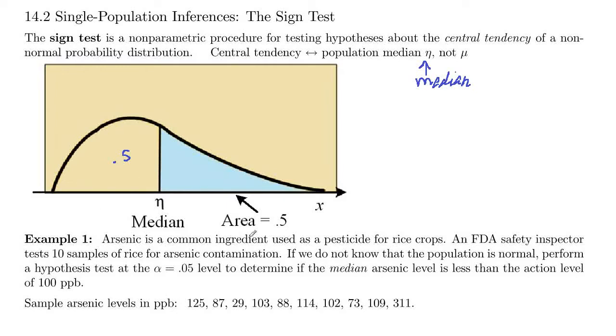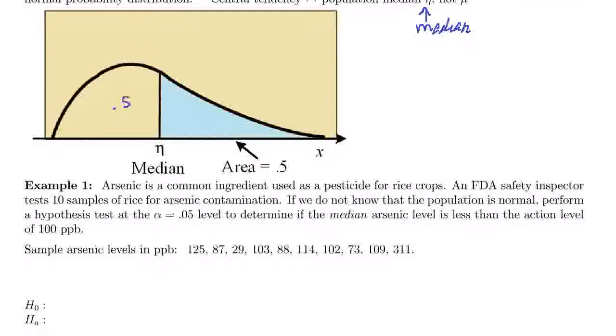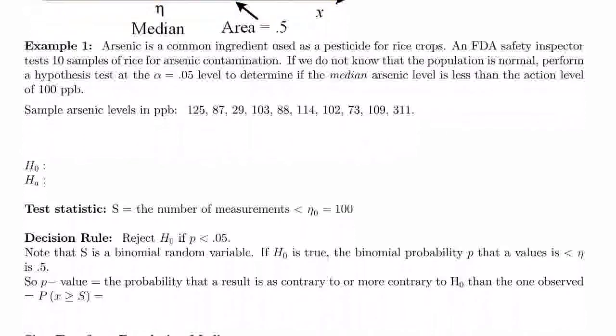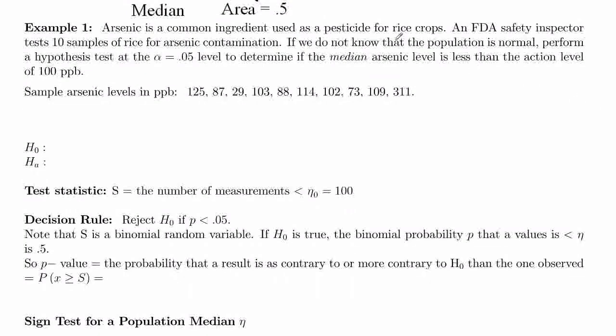So let's look at an example here. Arsenic is actually a common ingredient used as a pesticide for rice crops. And the FDA safety inspector tests 10 samples of rice for arsenic contamination. We do not know that the population is normal. So that's your clue. Or if they just don't say anything at all, that's going to be your clue that we want a nonparametric test.